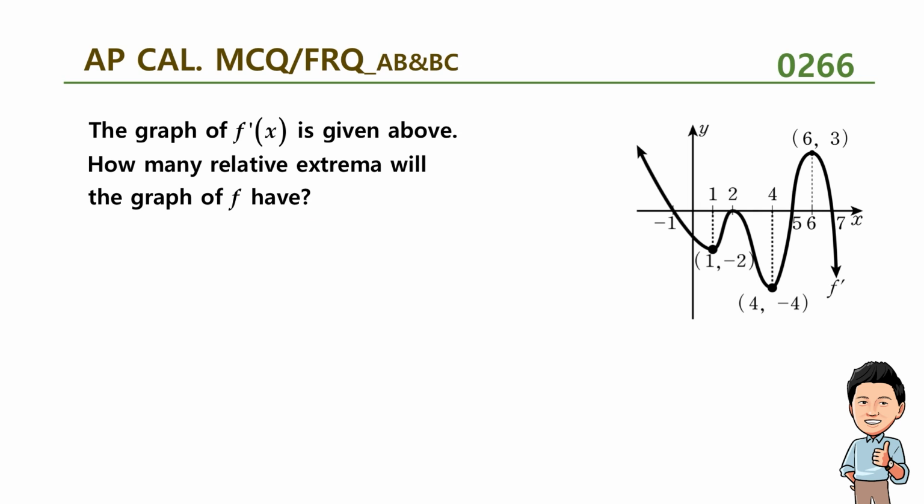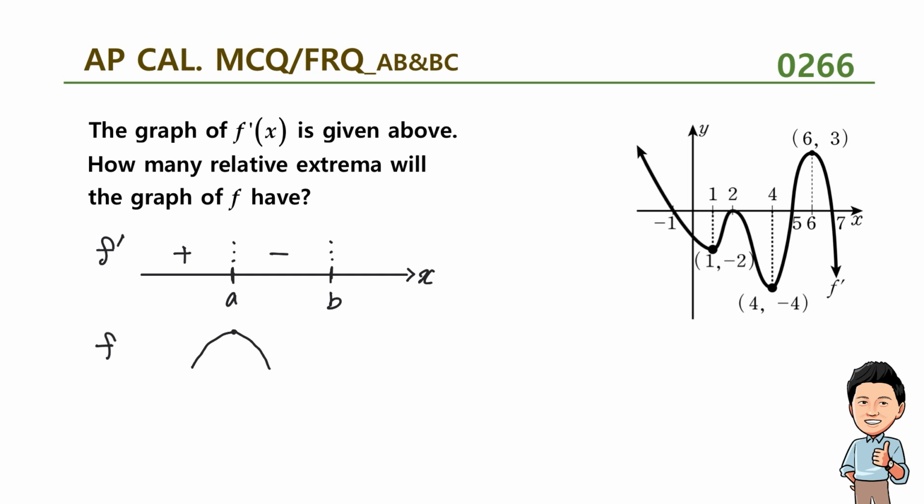Let's say we have this number line with a critical point a and b. Let's say here's a, here's b. If the sign of f prime changes from positive to negative, then we know that f has a relative maximum at x equal a, because it increases up to this point and then it decreases.